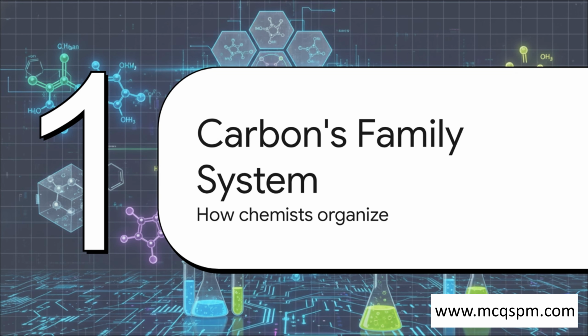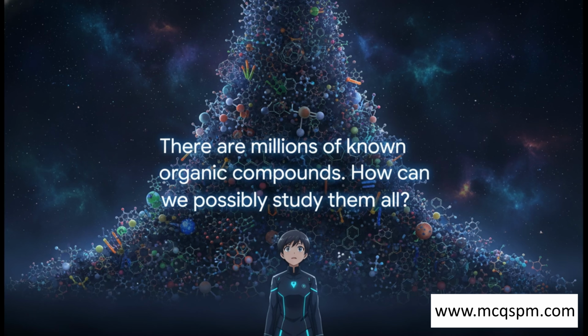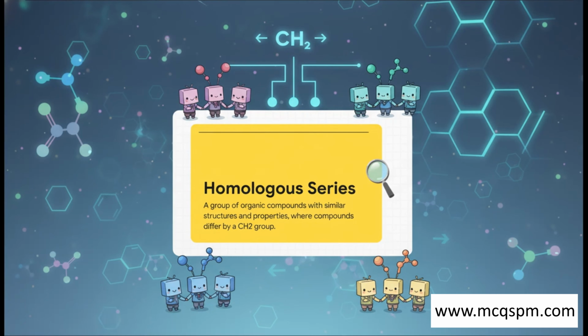But here's the thing. Chemists are smart and maybe a little lazy. They don't study them one by one. Nope, they group them. And that brings us to the hero of our story today, the Homologous Series. Just think of it as a family of chemicals. It's a whole group of compounds that have similar structures, they react in similar ways, and they follow a really predictable pattern. So here's the magic trick. If you understand one member of the family, you pretty much understand them all.